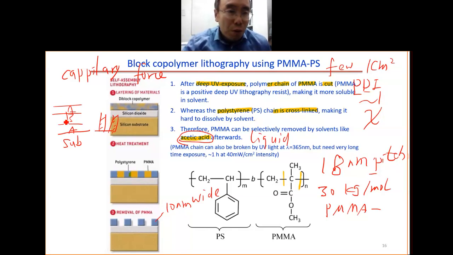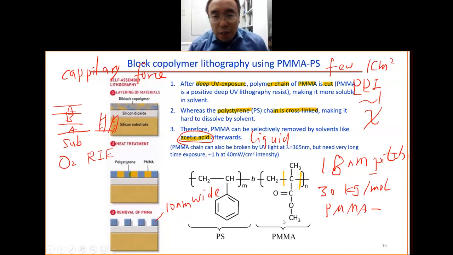But what do people do? People use oxygen RIE to do the pattern transfer. So that means this PS and PMMA, they are both organic polymers, and they will both be etched by the oxygen plasma. But the etch rate of PMMA is much higher than the etch rate of polystyrene. Actually, this one is 3 times faster etching than polystyrene.